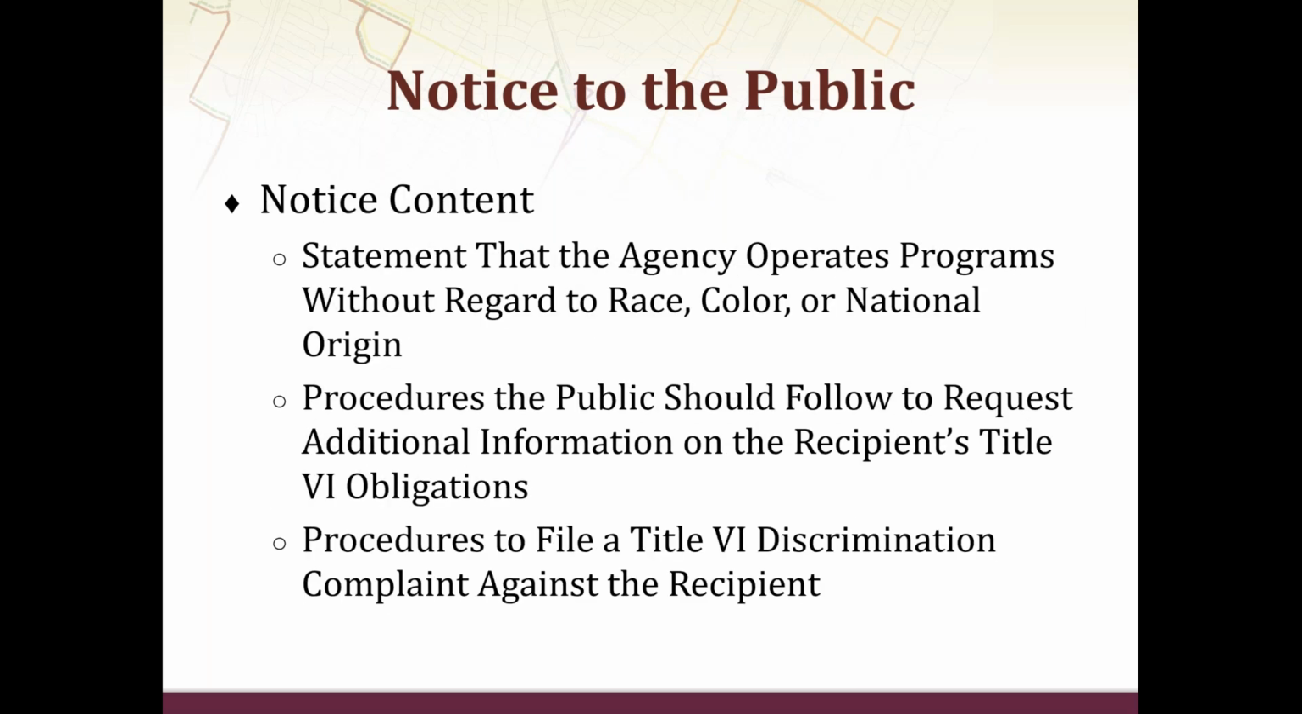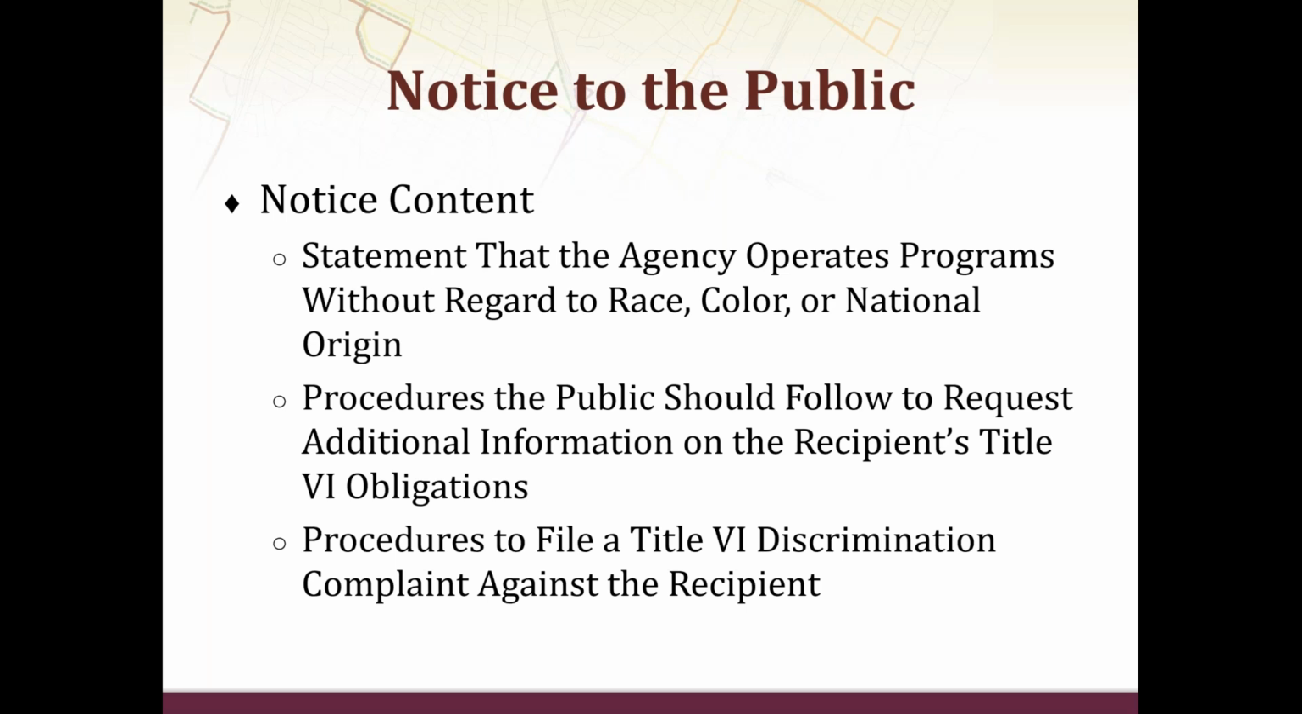So the content of the Title VI notice is a statement that the agency operates its program without regard to race, color, or national origin. And I think I touched on this earlier. Don't expand on those three. In the actual Title VI notice, we don't want to see disability. We don't want to see low income. We don't want to see anything except for race, color, or national origin. And believe it or not, that's actually a finding if you're strictly interpreting what the requirements are.